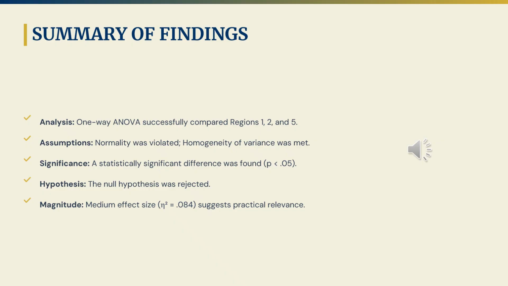In slide 13, I will be explaining the summary of findings. This analysis examines whether district enrollment differs across Region 1, Region 2, and Region 5 using a one-way ANOVA. After filtering the data and checking the assumptions, the ANOVA results show that there is a statistically significant difference in enrollment across the regions. The null hypothesis was rejected, and the effect size indicated a medium practical impact. This suggests that while there is a statistically significant difference, the magnitude of the difference is moderate.